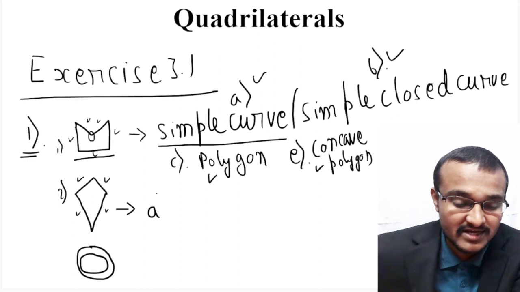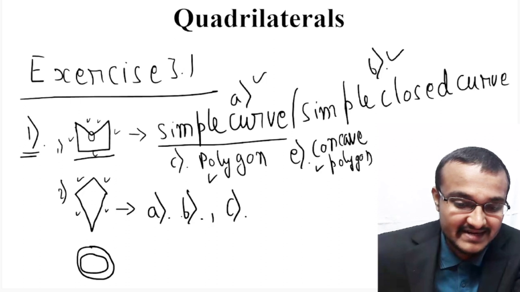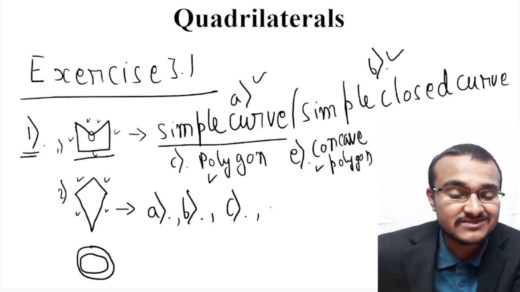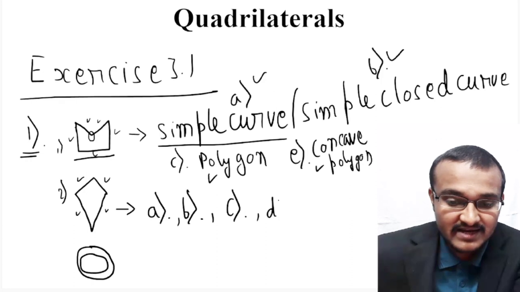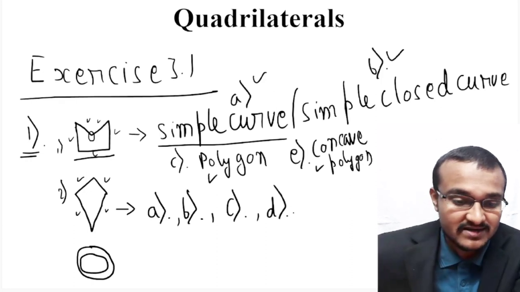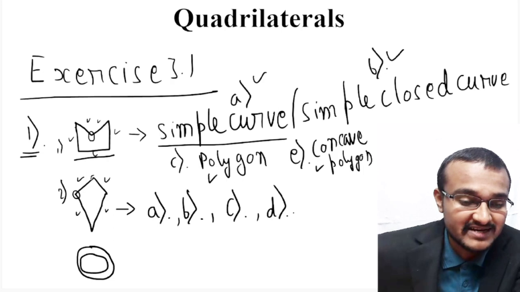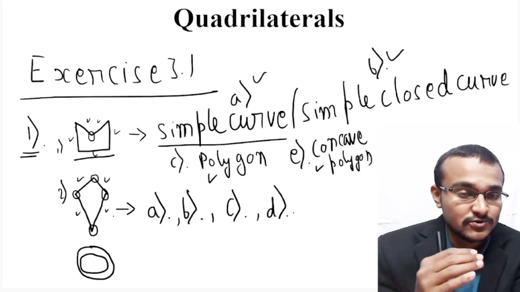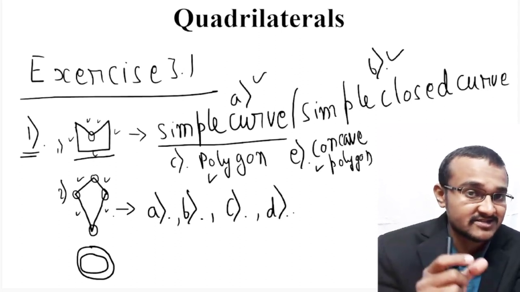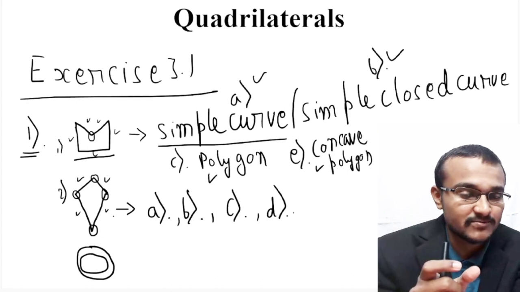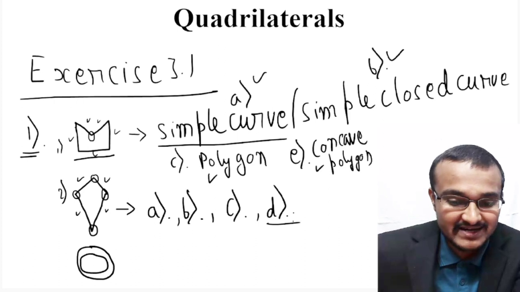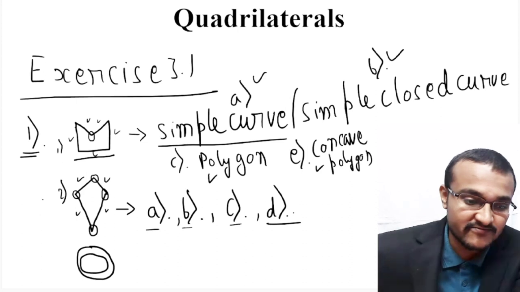So here also it is a simple curve, it is also a simple closed curve, and it is also a polygon, and it is also a convex polygon. Here it was concave before, but here it will be D, because all the meeting points of these line segments are exterior to this polygon. No single point of intersection of two line segments is interior to this polygon. Hence this is not a concave polygon, it is a convex polygon. So only D will be there, E will not be there here. So A, B, C and D are all correct for this second figure.